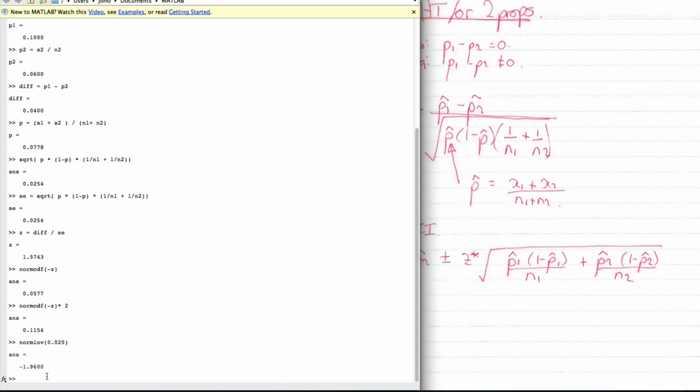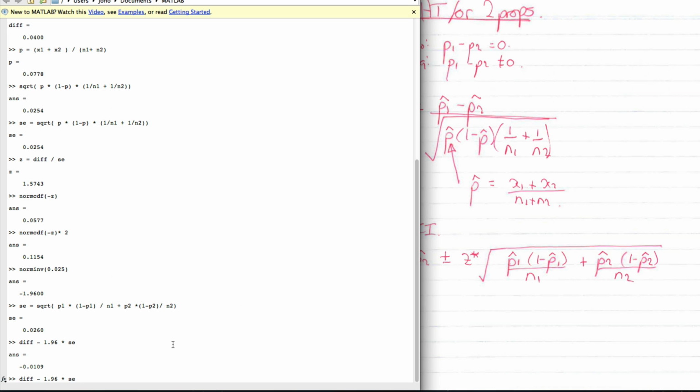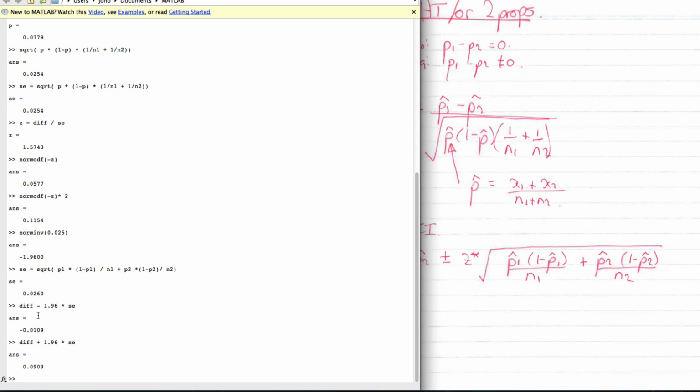So let's work out the rest of this standard error. We've got our new standard error equals the square root of, first of all, p1 times 1 minus p1 divided by n1, plus p2 times 1 minus p2 divided by n2. So that's my standard error. Now we're going to have diff minus our z star, which is 1.96, times SE, and diff plus z star times SE. So this is our 95% confidence interval for the difference.